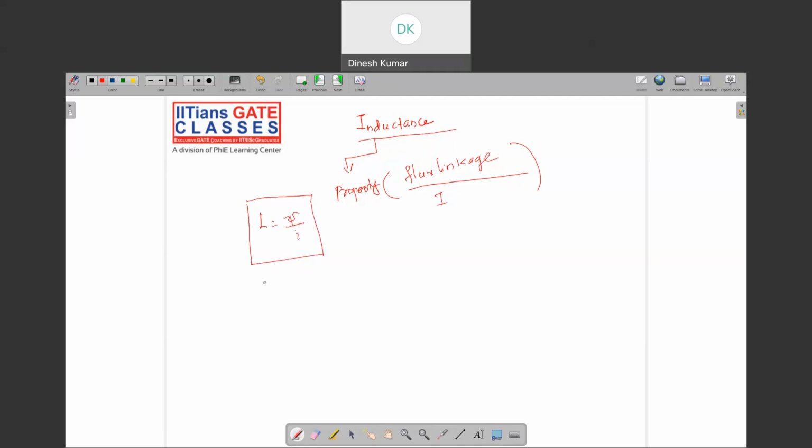If you write, any current carrying conductor produces a magnetic field, right? So for any current carrying conductor like this, with current flowing through like this, it produces a concentric magnetic field around it. Like this.